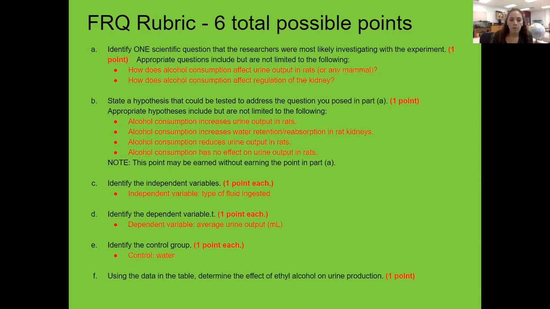And then F, using the data in the table, determine the effect of ethyl alcohol on urine production. And so you should have said that with the more alcohol or the higher percentage of alcohol, the rats had an increase in urine or produced more urine.